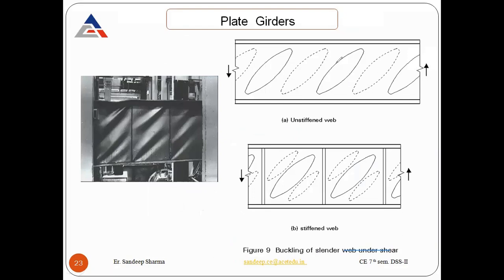So the unstiffened and the stiffened web, in which we are providing the stiffeners there. This is basically the buckled portion that you can see. This kind of shapes will be formed there under the buckling, under the shear buckling that you can observe there. Okay. The unstiffened, the stiffened web in between.